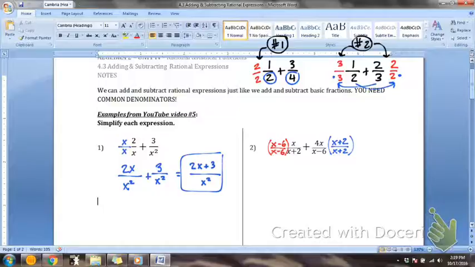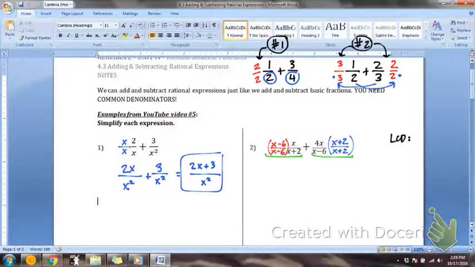Okay, so do you notice in the denominator, I want to show you something. In the denominator, don't you have the same thing? Right? We have an x minus 6 and an x plus 2, and we have an x minus 6 and an x plus 2. Do you guys see that? So we have common denominators now. So to save ourselves some time, off to the side we're going to write LCD.